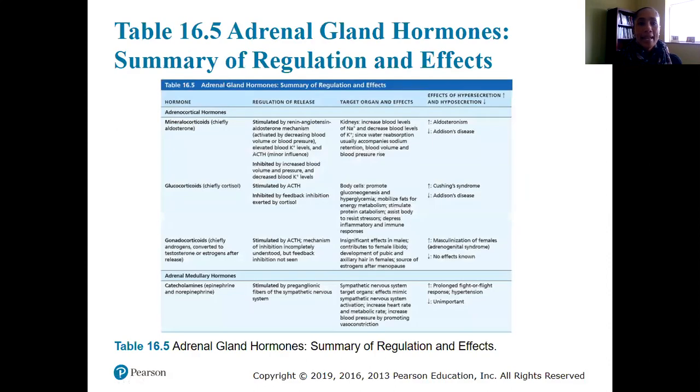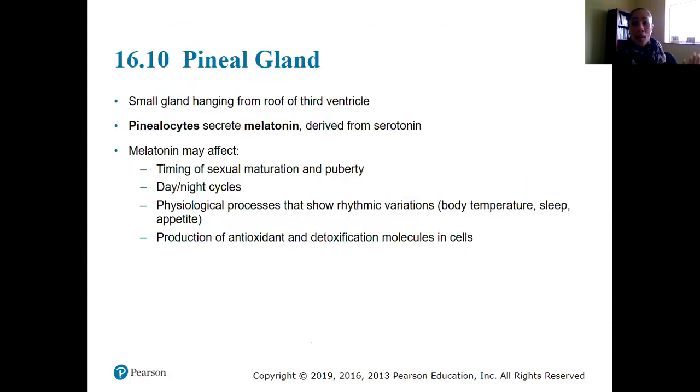Okay. All right, the pineal gland, we're almost done. The pineal gland is going to be a small gland hanging from the roof of the third ventricle that we have within our brain. Pinealocytes are going to be the cells that we find within this gland that are going to release the hormone melatonin. And melatonin is going to be derived from serotonin.